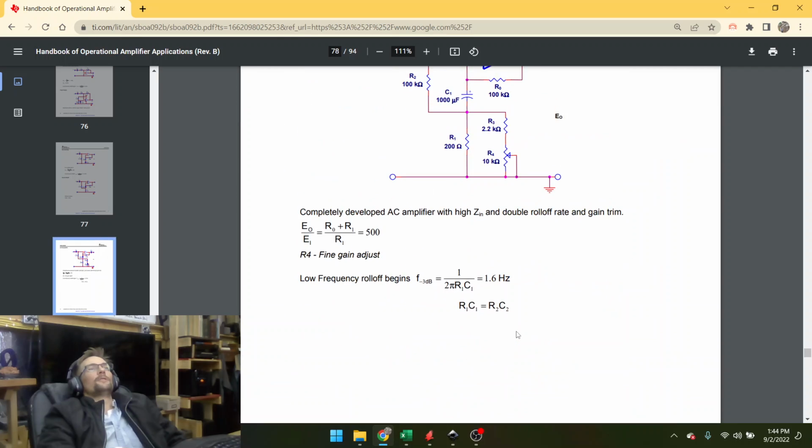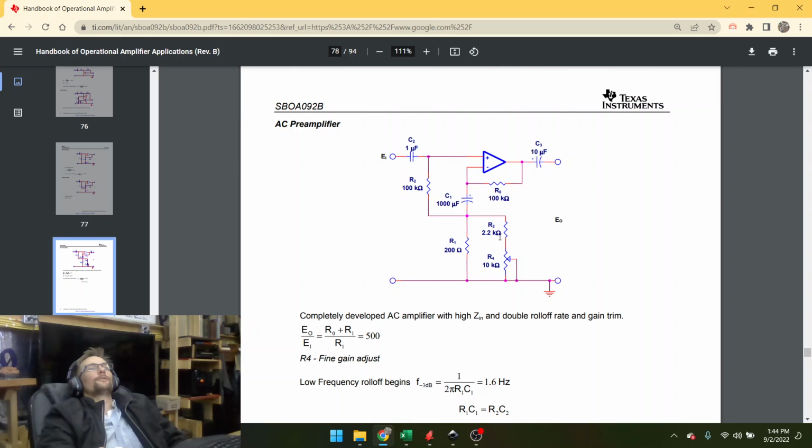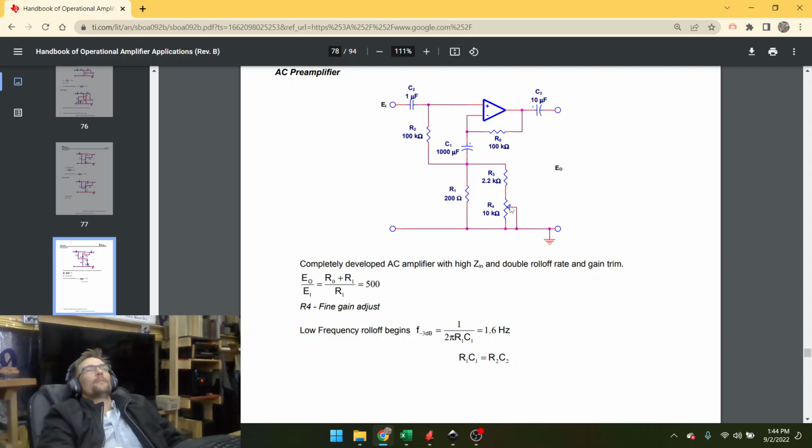And then, of course, you would design your resistors. You'd select them such that your target value is when R4 is set to 50%. So that way you get maximum adjustment range on both sides.